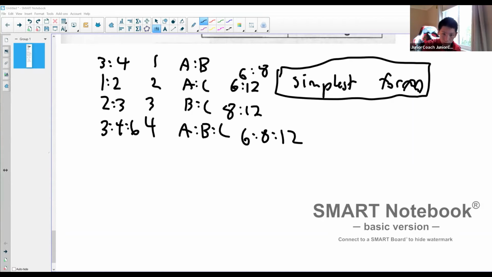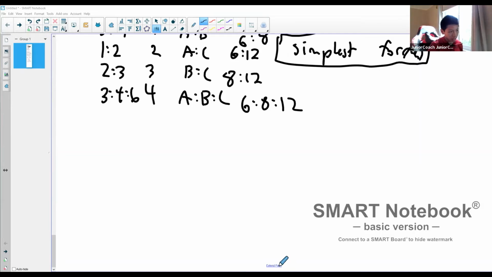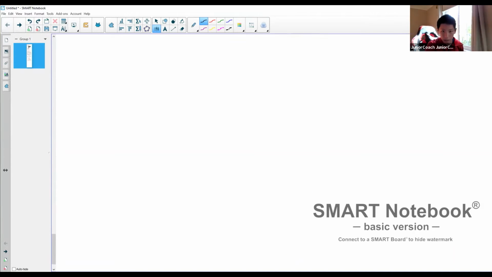Well, I think we're going to move on to fractions now. And by fractions, I'm not talking about basic fractions. I'm talking about fractions in the context of ratios. First, I'm just going to give an example.